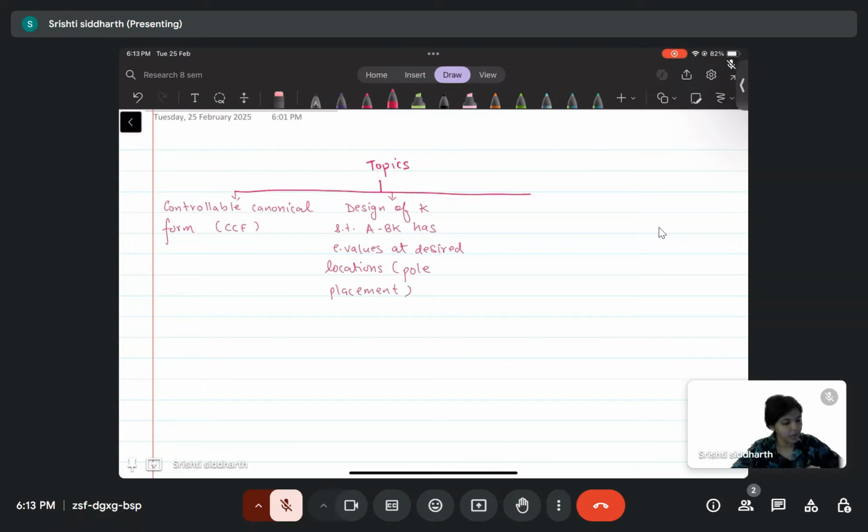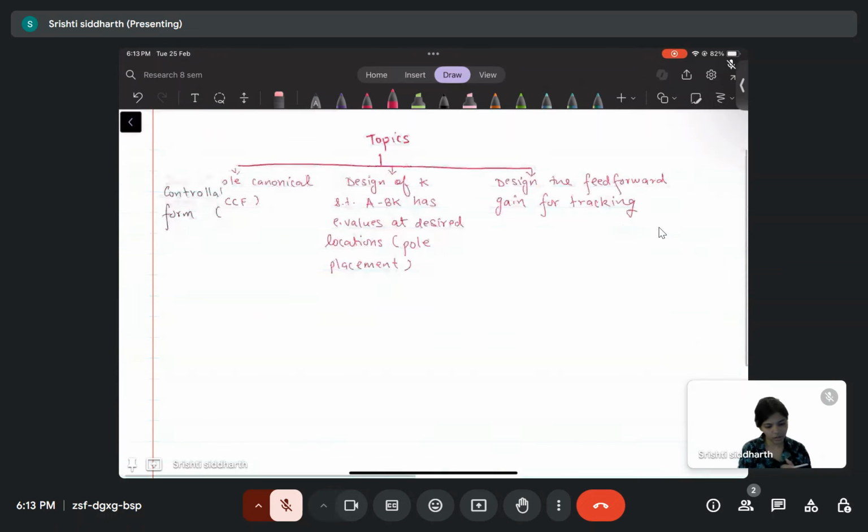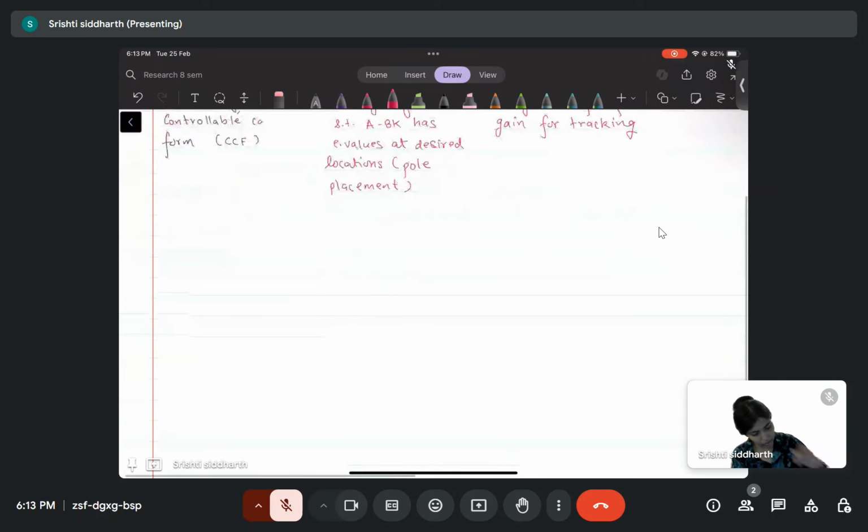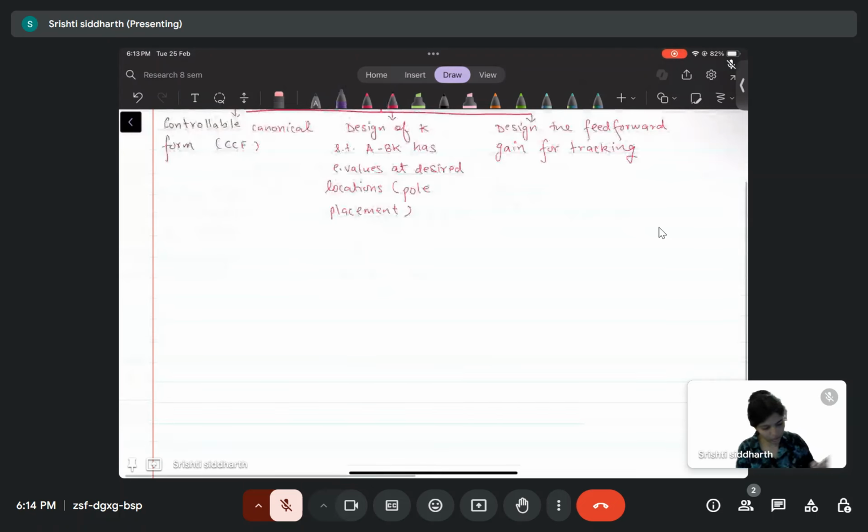And then finally, we'll see how to design the feed forward gain for tracking. Alright, so let's begin with the first topic. So we'll start with a question and we'll learn how to derive the controllable canonical form as we go along.